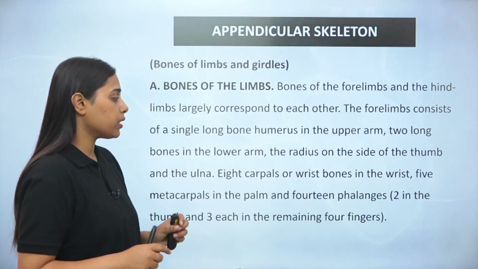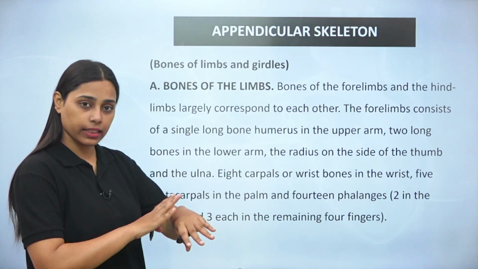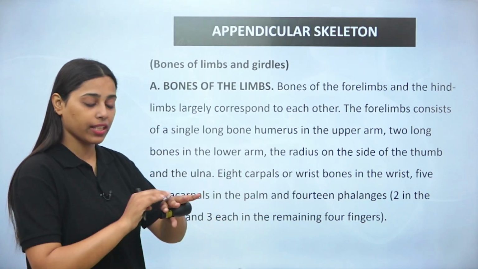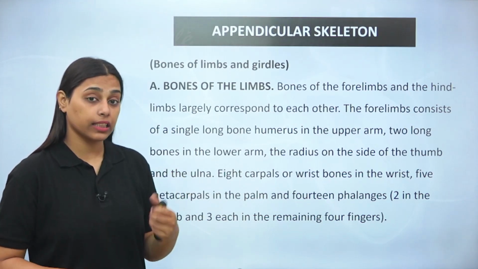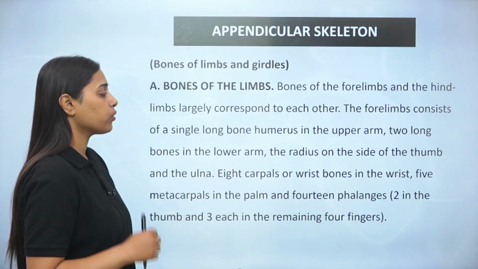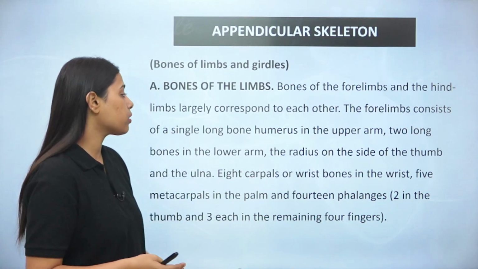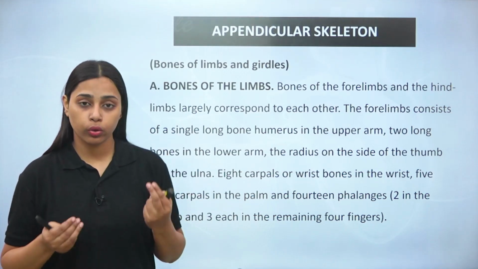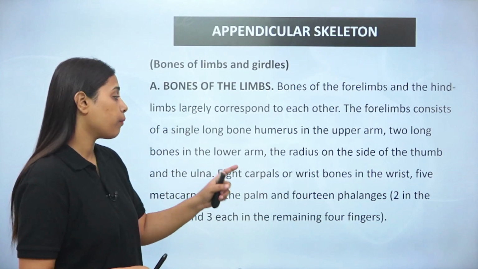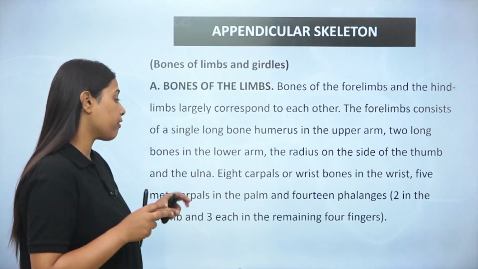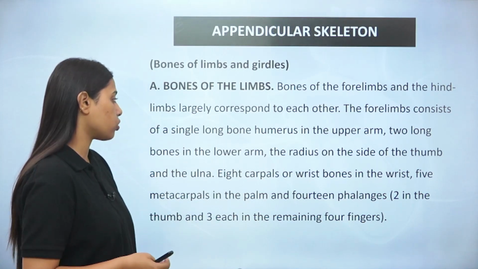So 8 carpals or wrist bones are present in the wrist, and 5 metacarpals are present in the palm. 14 phalanges are there, you can count them on your fingers: 2 in the thumb and 3 each in the 4 fingers. In this way you can easily calculate how many bones the forelimb consists of. There is 1 long humerus, 2 lower arm bones, 8 carpals in the wrist, then 5 metacarpals, and then the phalanges.